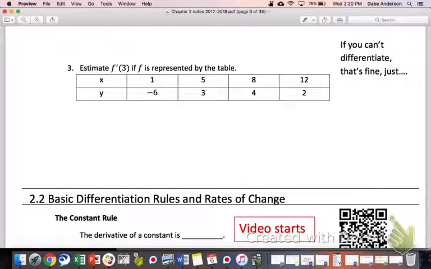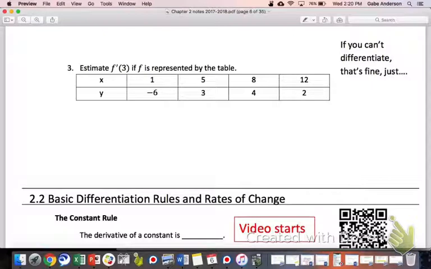So estimate the slope of the tangent line at 3. And this is where it goes a little weird. If f is represented by the table. What's going on here is we have no idea what f of x is. We don't know if it's a parabola, a cubic, a sine, a cosine, a tangent. But we do know that someone has gone before us and done some inputs and outputs for this function, and that's represented by the table. When x is 1, y is negative 6. When x is 5, y is 3, and so on. We are supposed to figure out an approximation for f prime of 3 simply using the data in the table. It's kind of a big leap, but I'm wondering if you have some thoughts. What could we use to get there?